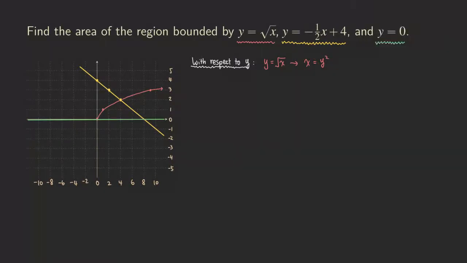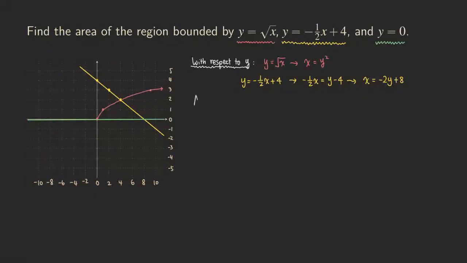And then for the yellow line right here, we have y is equal to negative 1 over 2 x plus 4. If you solve for x, you can move the 4 over. So you're going to get negative 1 over 2 x equals y minus 4. And then if we multiply both sides of the equation by negative 2, we are going to get x is equal to negative 2y plus 8. And so now we have the x isolated. Now we are actually ready to set up the integral.